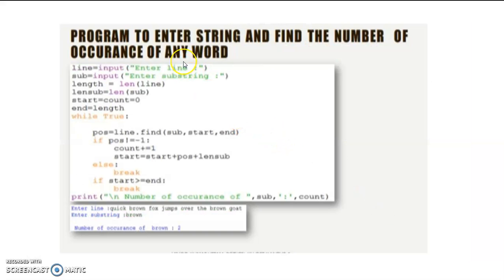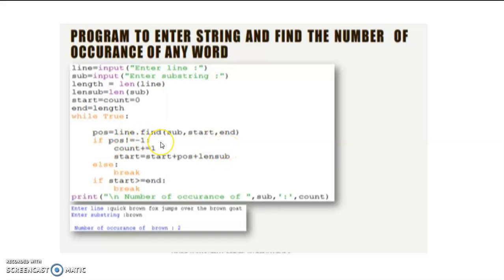Again, see another program: a program to enter a string and find the number of occurrences of any word. So here first line is equal to input, enter line. Then sub is equal to input, enter substring. Length is equal to len of line, and len of sub to find the length of the substring. Then start is equal to count is equal to 0, and end is equal to length. Then after that we can start the loop, while True. Condition satisfied, so pos is equal to line.find(sub, start, end).